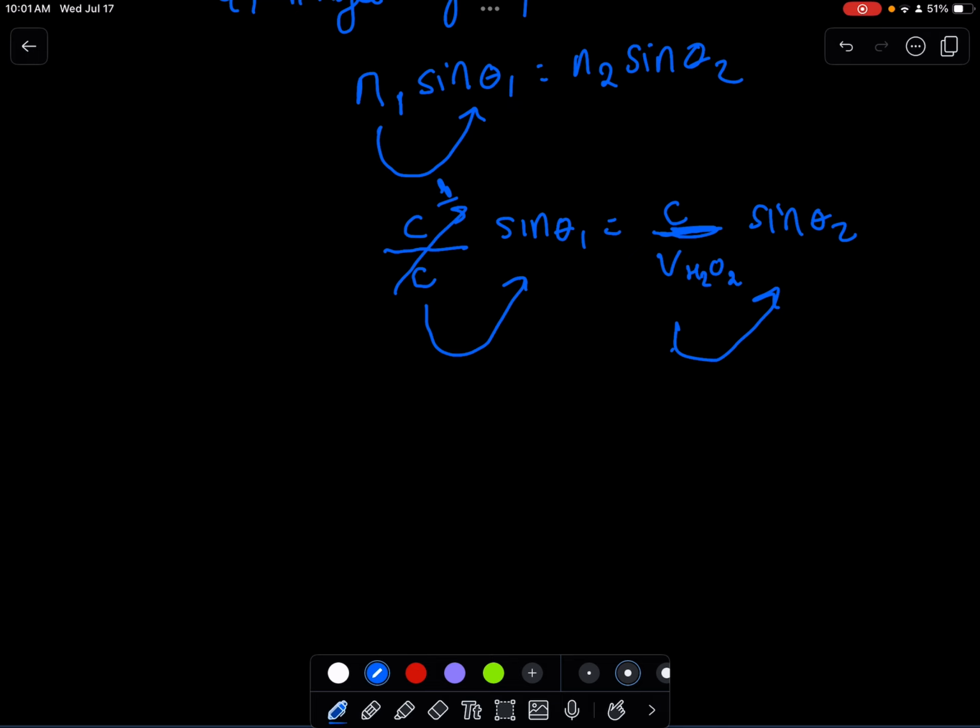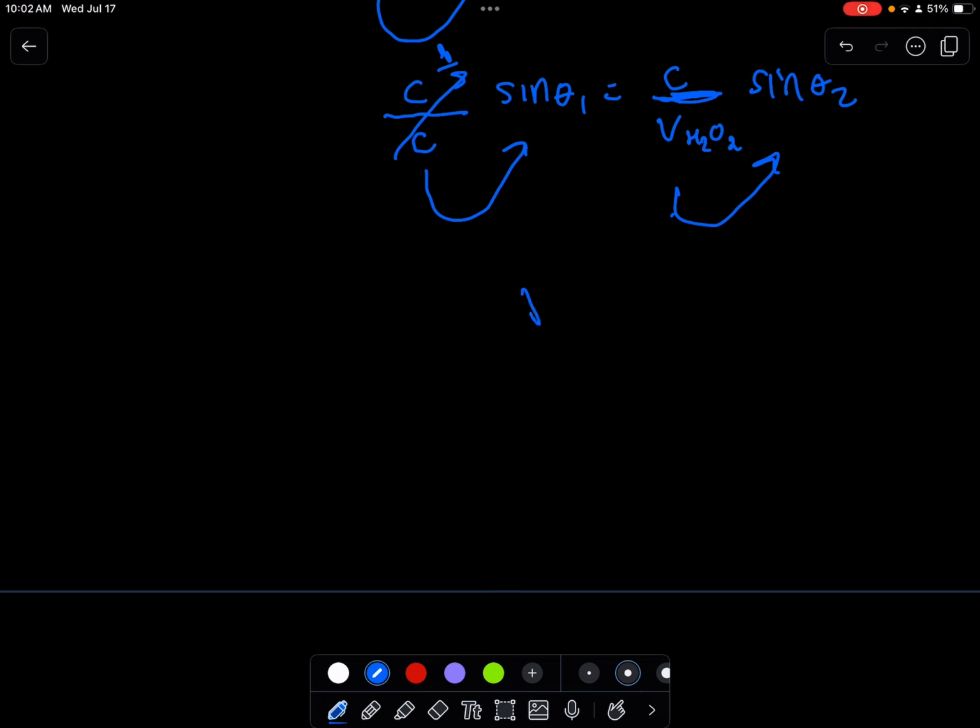Now another thing that I would like to mention is the following. The wavelength of light, lambda 1, over the wavelength in the medium is equal to... So what that means is that if you have medium 1 and it goes into medium 2, then you can use this relationship to see how things change.